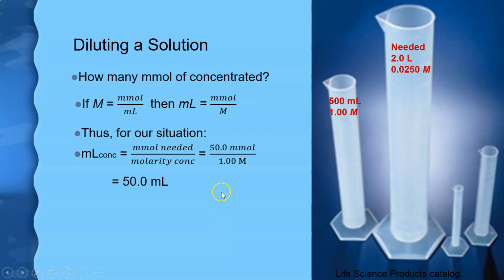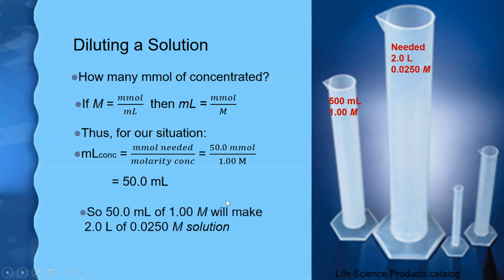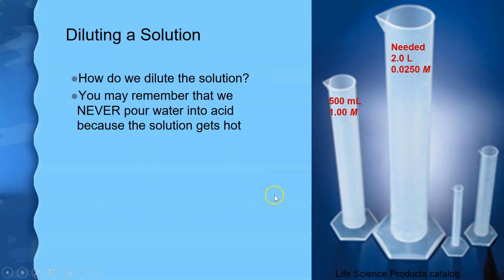So how would I go ahead and actually go about making this solution? Well, I would measure out 50 milliliters of my 1 molar solution. And then I would remember that I always want to add acid into an amount of water. We never want to pour water into a concentrated acid because the solution is going to get quite hot when we actually do this. So if we pour a small amount of water into a more concentrated acid, we're actually going to end up quite possibly making it so hot that it will steam.